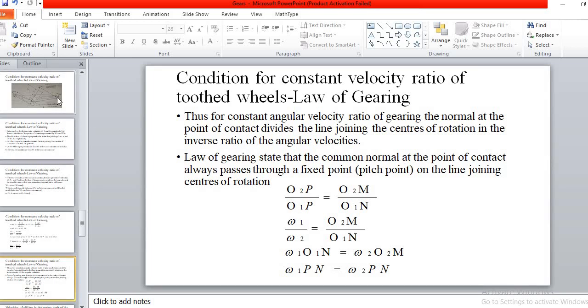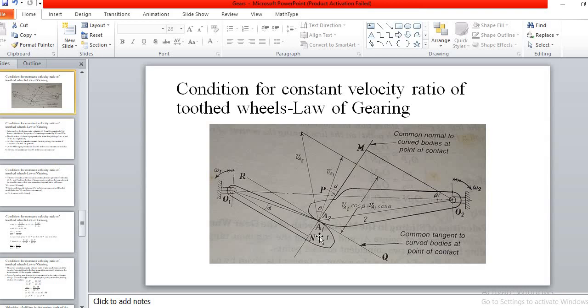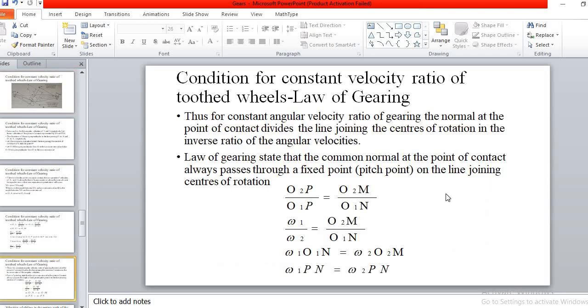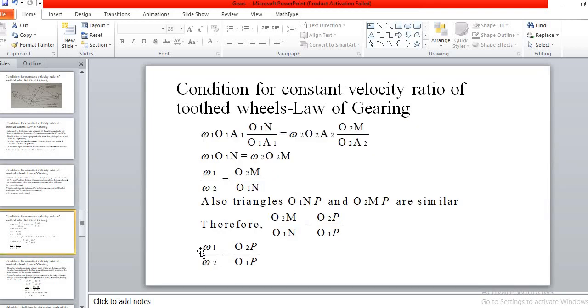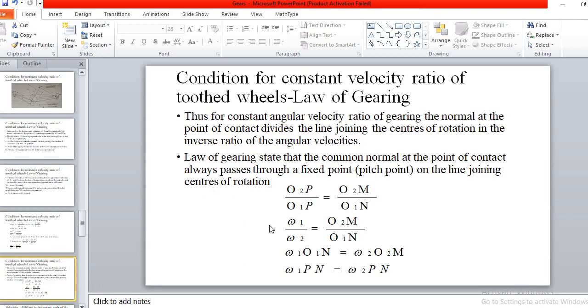So the common normal MN drawn at this point of contact A1, A2 always passes through the pitch point P. This is nothing but the law of gearing. This is represented here, and here also. So this is nothing but the law of gearing.